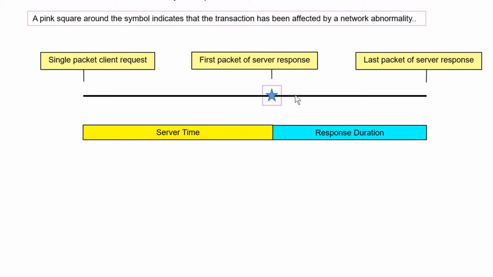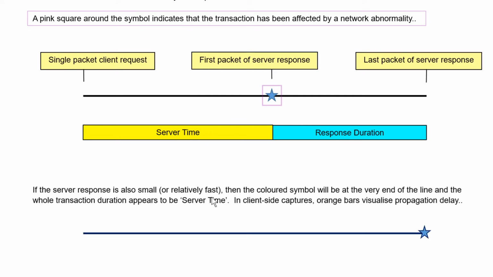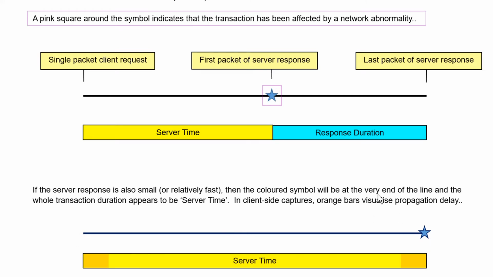As an extra bonus, NetData will draw a pink square around the transaction if the packets making up that transaction were involved in some kind of network abnormality, such as a retransmission. And so in HTTP, it's pretty common that we just have one line with a symbol at the end, and that just basically means it was all server time. And so the colours again used.